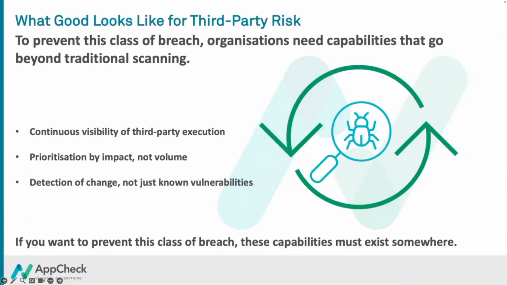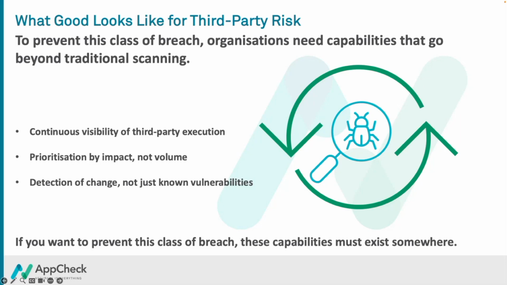What does good look like for third-party risk then? To prevent this class of breach, organizations need capabilities that go beyond traditional scanning. We need continuous visibility of third-party execution. We need to know exactly which external scripts, services, domains, and APIs are executing inside our live applications. Not just what you deploy, but what actually runs in the user sessions. We need to prioritize by impact, not volume.